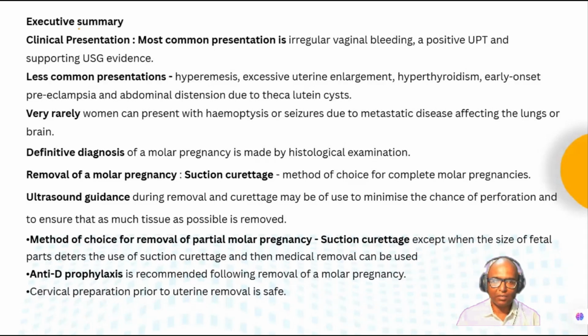Then coming to the treatment. Treatment for gestational trophoblastic disease is suction curettage for complete mole as well as partial mole. Later on, we will discuss what exactly this gestational trophoblastic disease includes. But in summary, when we are talking about treatment, the choice will be suction curettage, which is the method of choice for complete molar pregnancies. And if you have the option of ultrasound guided suction curettage, select that.